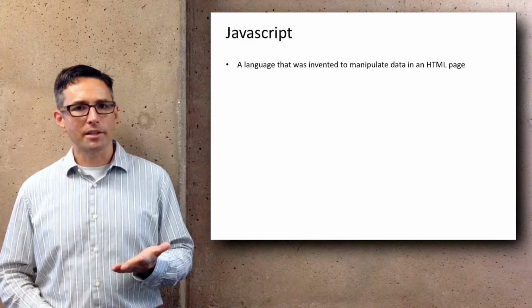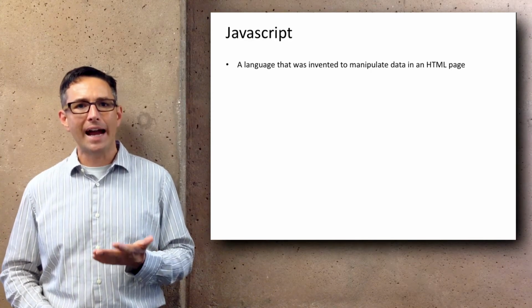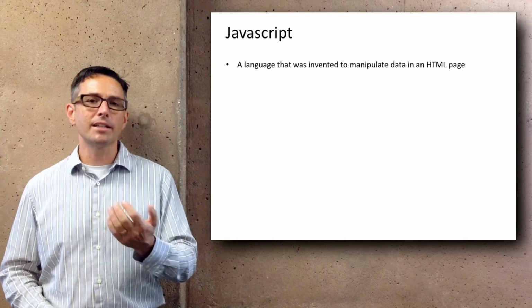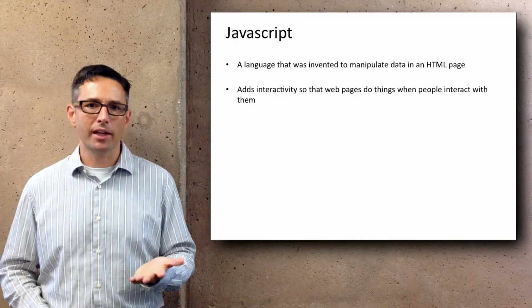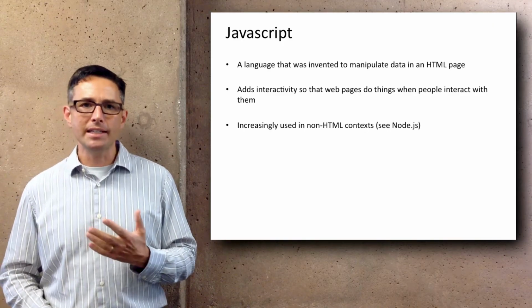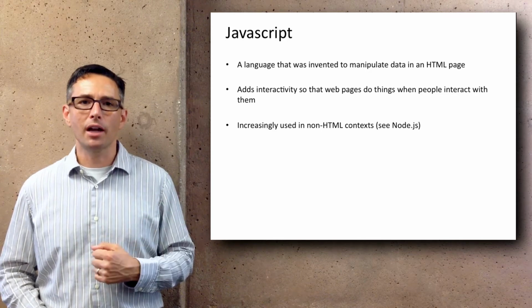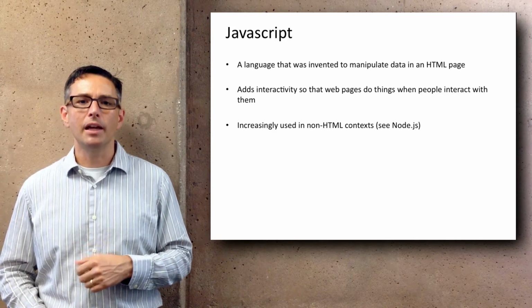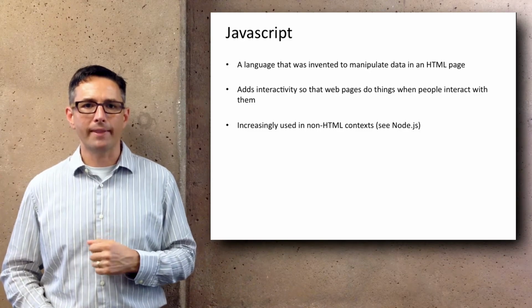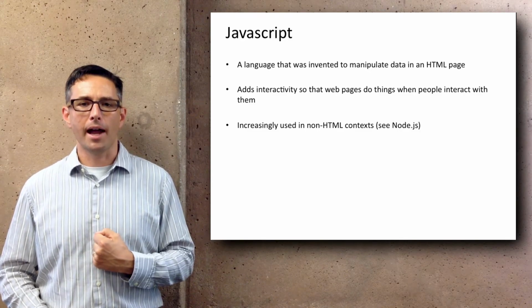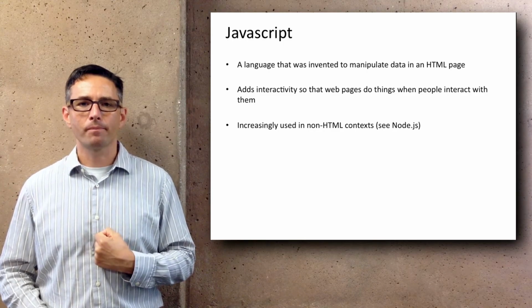JavaScript is a language that was invented to manipulate data that's in an HTML page, and this allows you to add interactivity to a web page so that it does things when you click on it. So when you click on a button, things happen. When you hover over things, things happen. And increasingly, we're seeing JavaScript not being used just in web pages, but being used in other kinds of computing environments. In particular, something called Node.js. If you're interested in learning more about that, that's something that you could look up online. That's an environment that uses JavaScript that's not a web page.